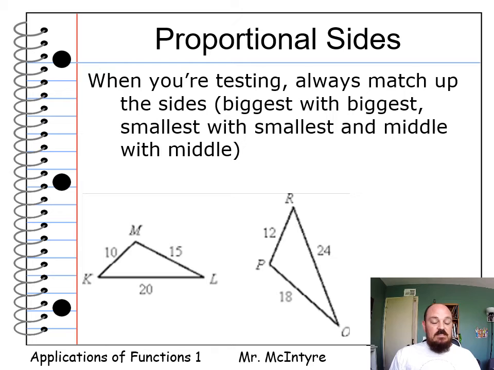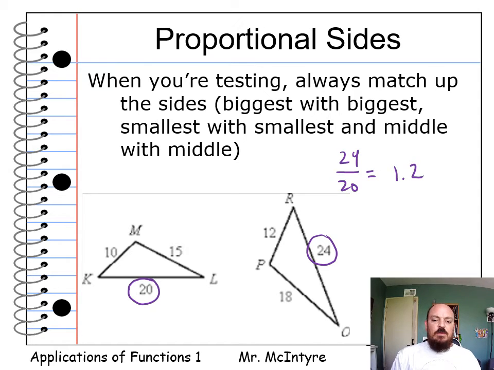So if I'm going to do that same test for this one right here, let's try the biggest side first. So I look at my triangle over here on the left. The biggest side is the 20. And I look over here on the right, the biggest is the 24. So I do 24 divided by 20. We might want a calculator for that, but it does come out to 1.2.